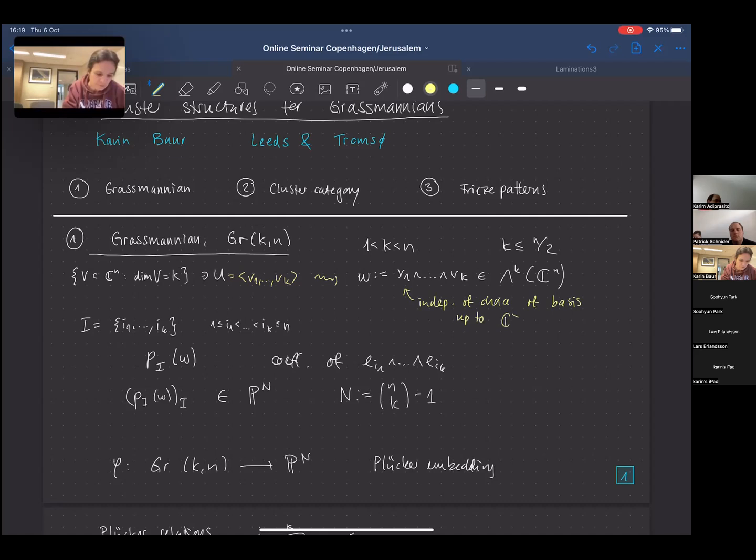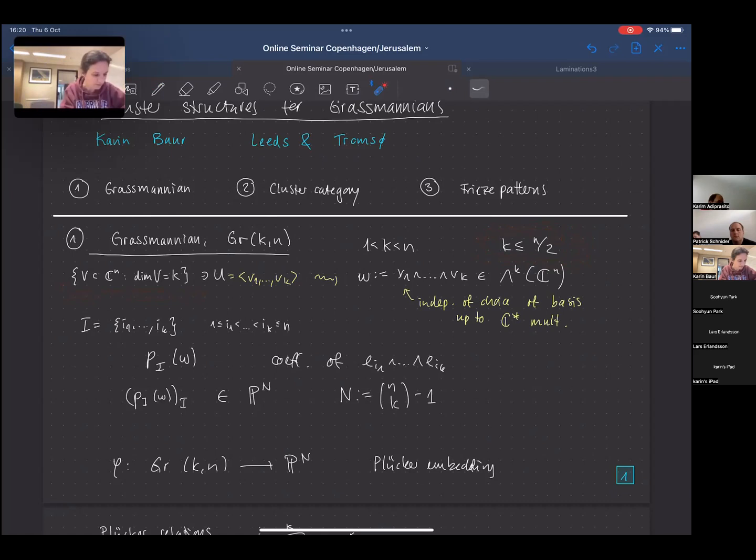And let me also say that I usually assume that k is at most n over 2. That's only important later when I say we have finitely many objects or cluster variables, which depends on the difference between k and n. And so I can just restrict to k being at most n over 2. Okay. So this set of k-dimensional subspaces of C^n is an algebraic variety. And let's just have a little look at that.